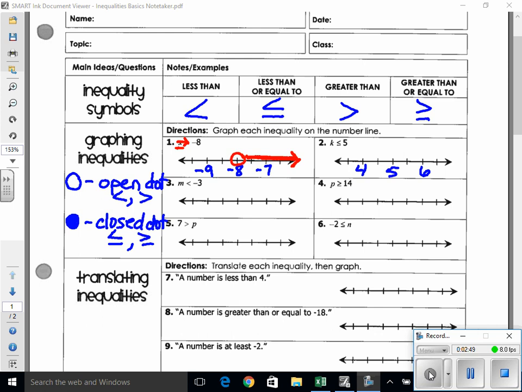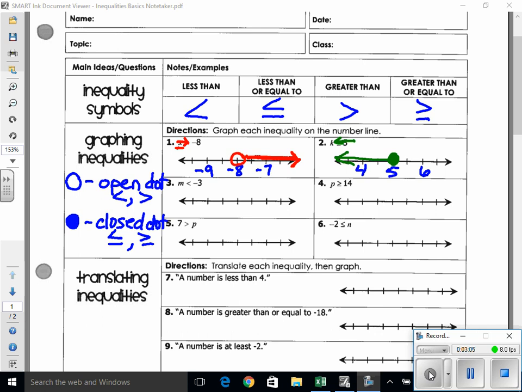With less than or equal to 5, you do want a solid dot on the 5. And because it's less than or equal to, that means everything's smaller than the 5, so that would be to the left. Again, the variable's on the left and it's pointing to the left, so you shade to the left. So use those symbols to help you out.